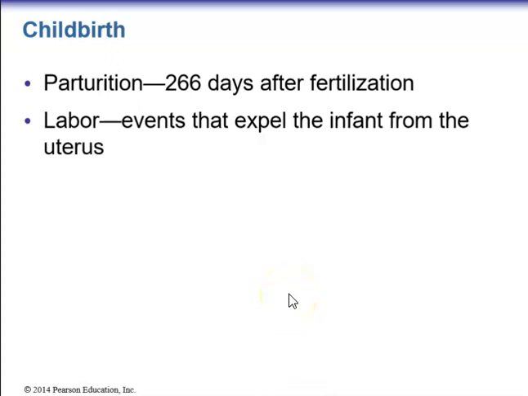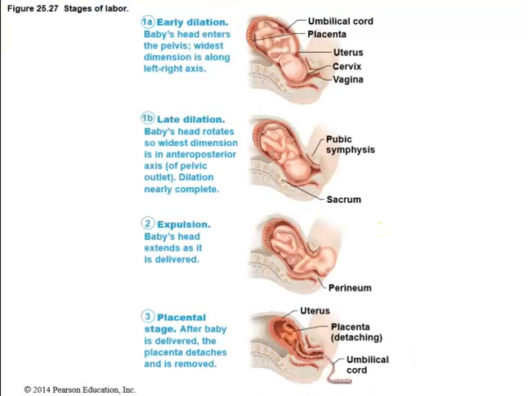Finally, we get to childbirth. Parturition occurs 266 days after fertilization, so about 9 months. We consider labor to be the events that expel the infant from the uterus. And here are the different stages of labor. The stages of labor and the length of labor will vary from patient to patient.